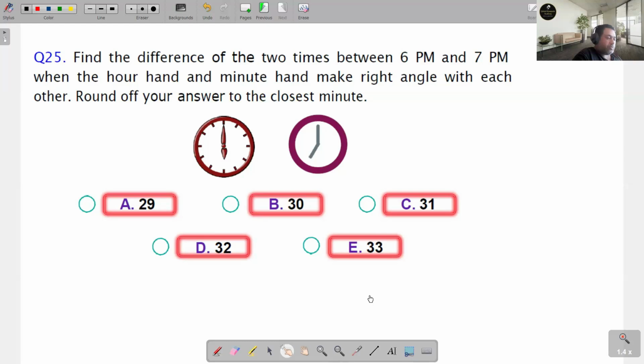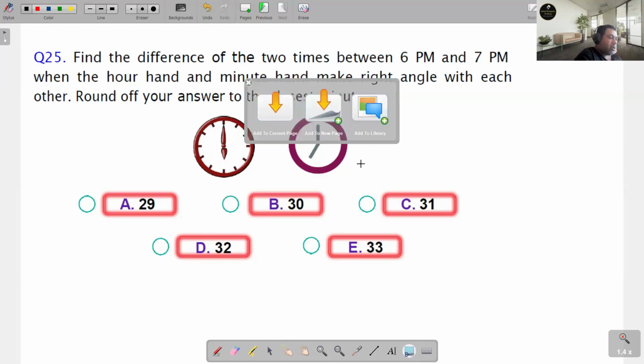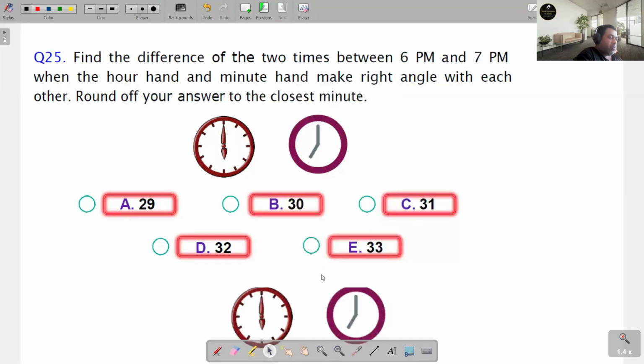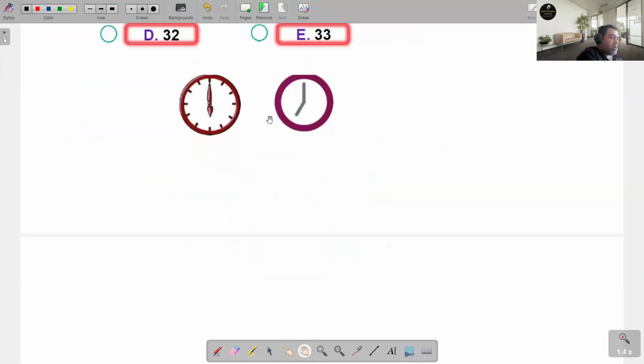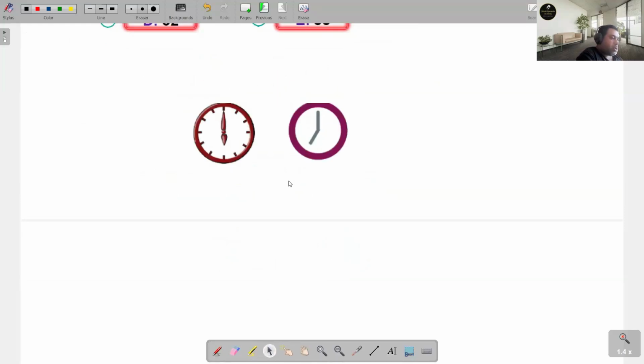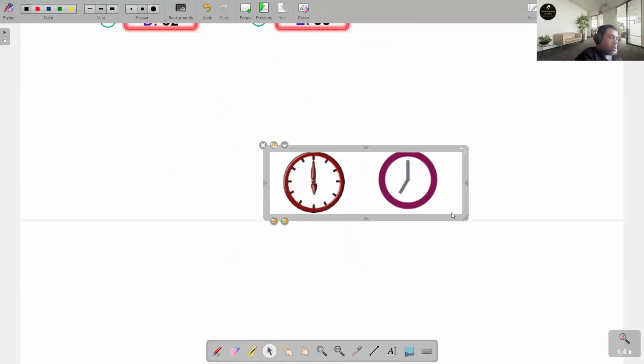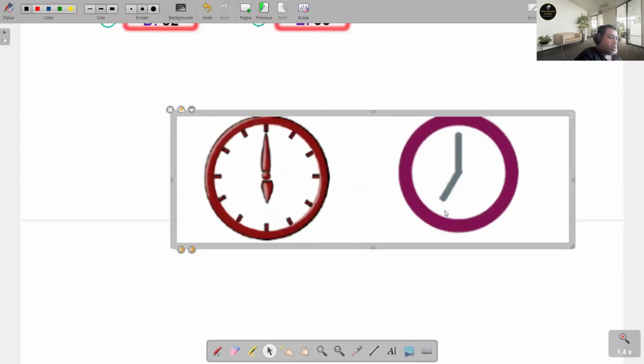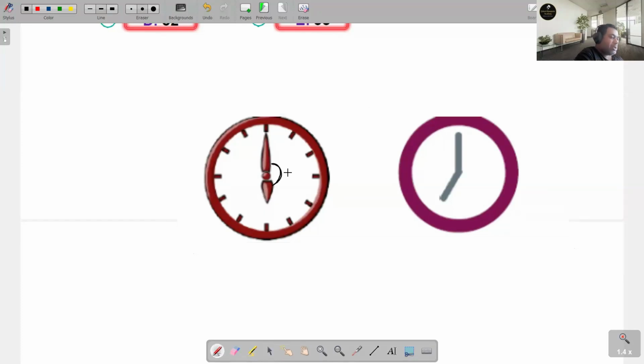Okay, so let me cut this one first from here. Okay, and let me move this down. So let's understand. Right now at 6 p.m., what is the angle between them? It is 180 degrees. Correct. Okay. Now which hand is faster? This is the minute hand, the longer hand. Correct. And this is the hour hand.